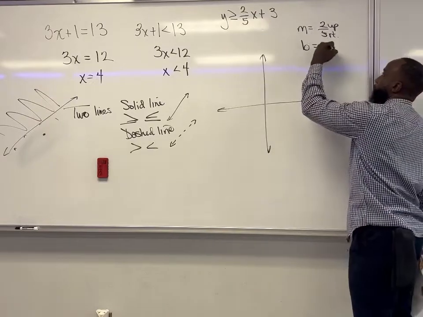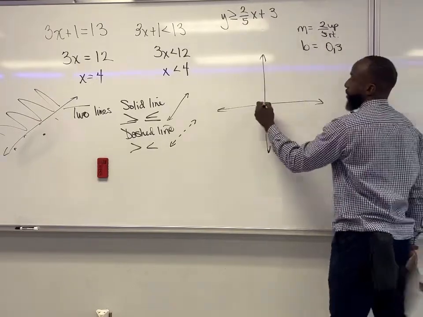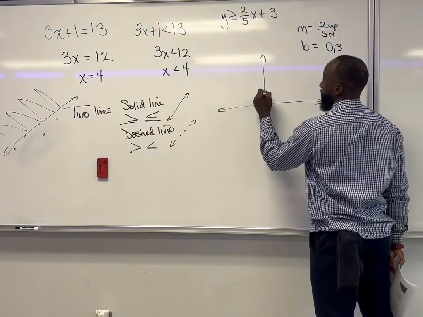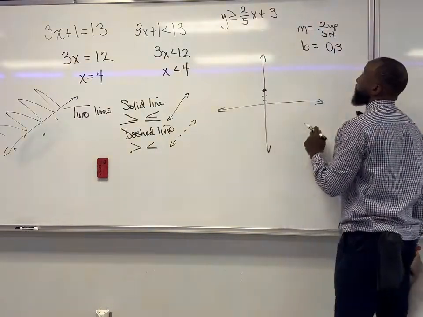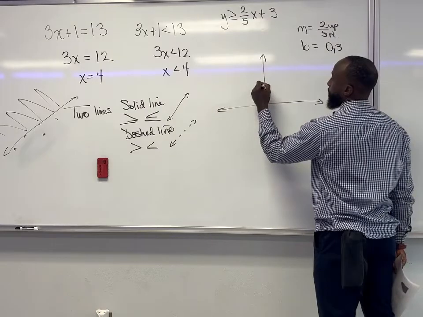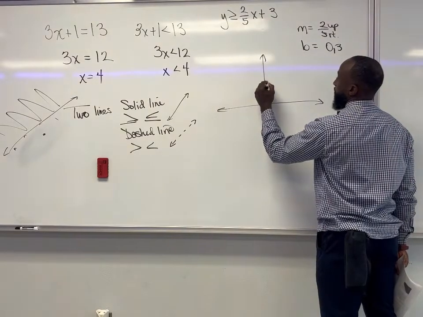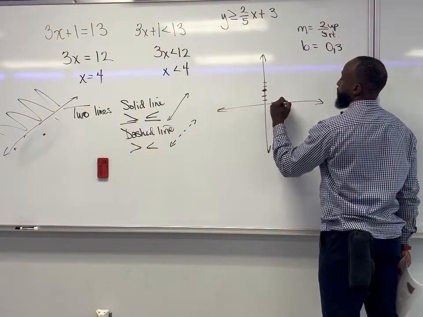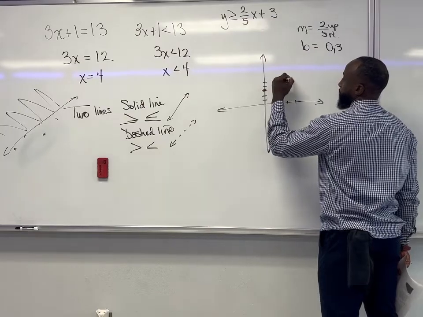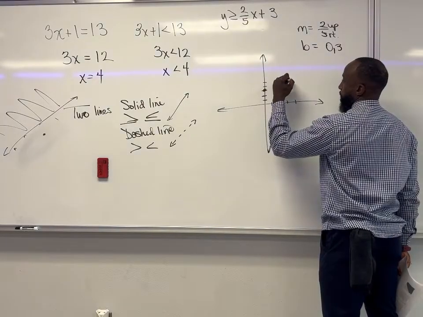So we're going to apply a point at 0, 3. 1, 2, 3, right? So we got a point here. And we're going to go up 2 and to the right 5. 1, 2, 3, 4, 5, right? So we put a point right here.